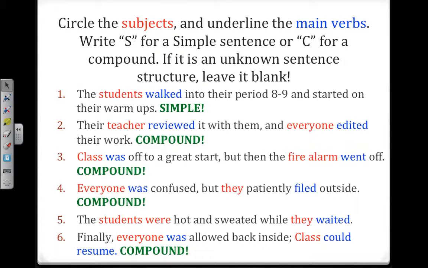And number 6, finally, everyone is allowed back inside; class could resume. Everyone is my first subject. Was is my linking verb. And then class is my next subject. Could resume is a helping and action verb. It is linked together by a semicolon. So since I have two pairs of subject and verb and it's linked by a semicolon, I know that that is a compound sentence.